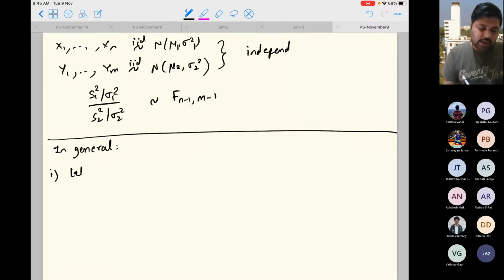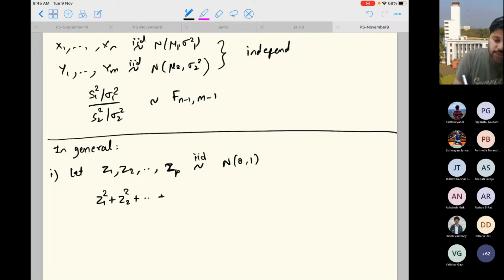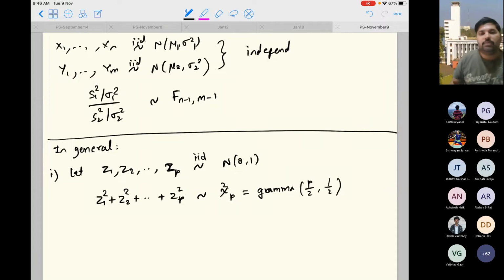In general, let Z1, Z2 up to Zp be IID normal 0, 1, standard normal random variables. Then Z1 square plus Z2 square plus up to Zp square, what is the distribution of this? This follows chi-square density with p degrees of freedom. What is chi-square p? Chi-square p is actually gamma p by 2, half. This is the density we had already seen.